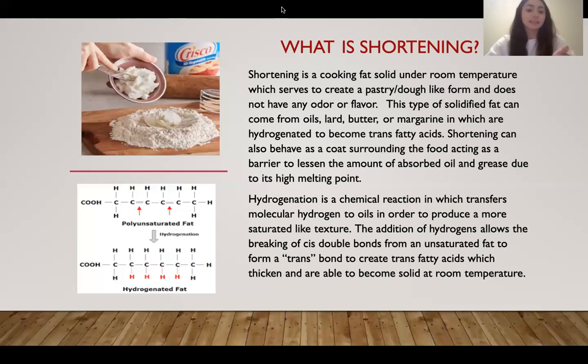So as you can see on the left, that is shortening, such as Crisco, and it's added to foods, and it helps basically with the crisping up and preventing the inside from burning.